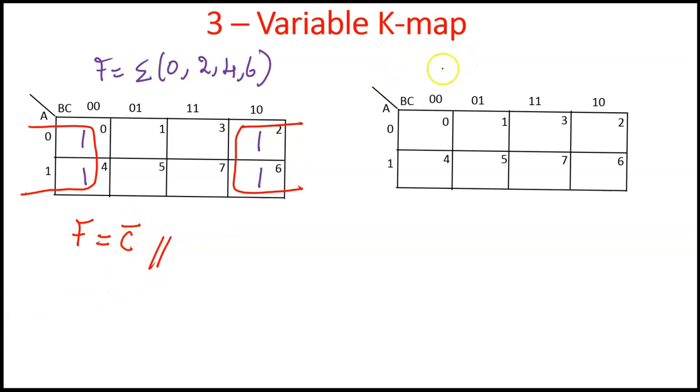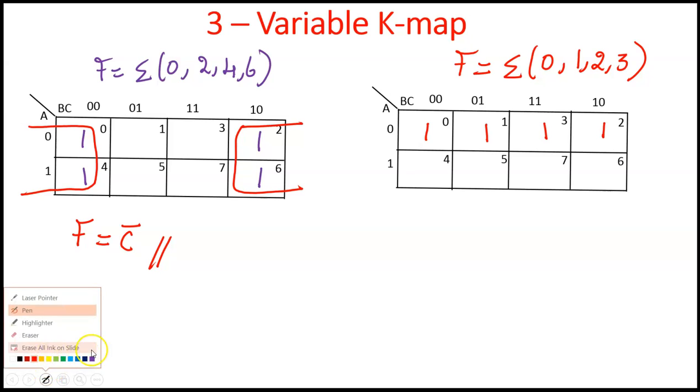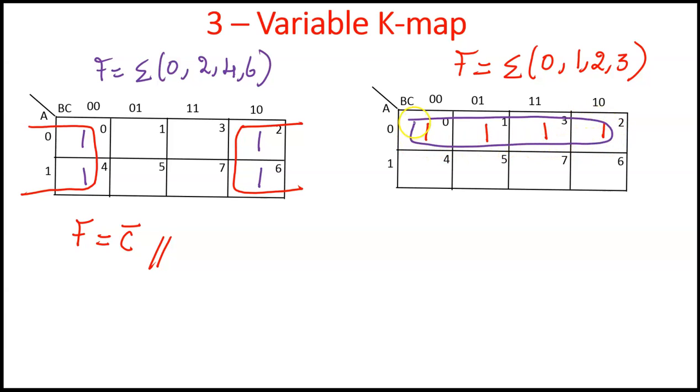Now, let me see another example. F is equal to summation of 0, 1, 2, 3. So, mark the 1 in the corresponding minterm. So, here is 1, here is 1, here is 1, and here is 1. So, this is also a quad grouping.